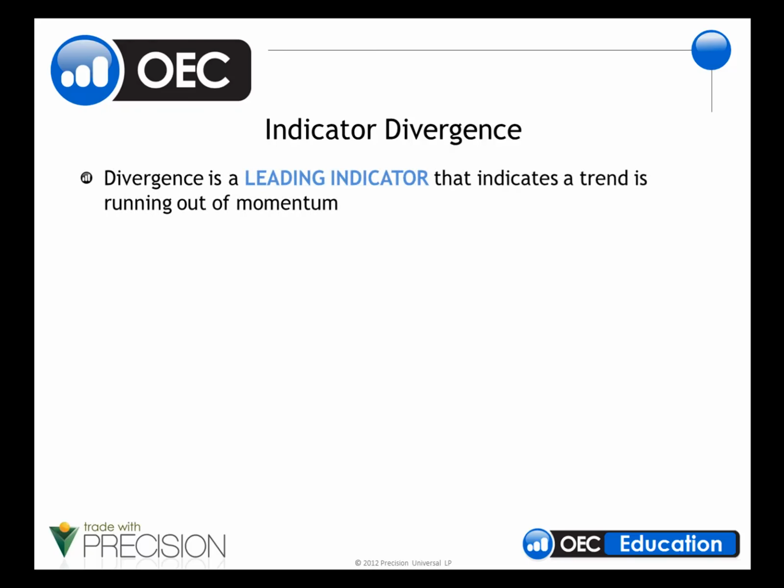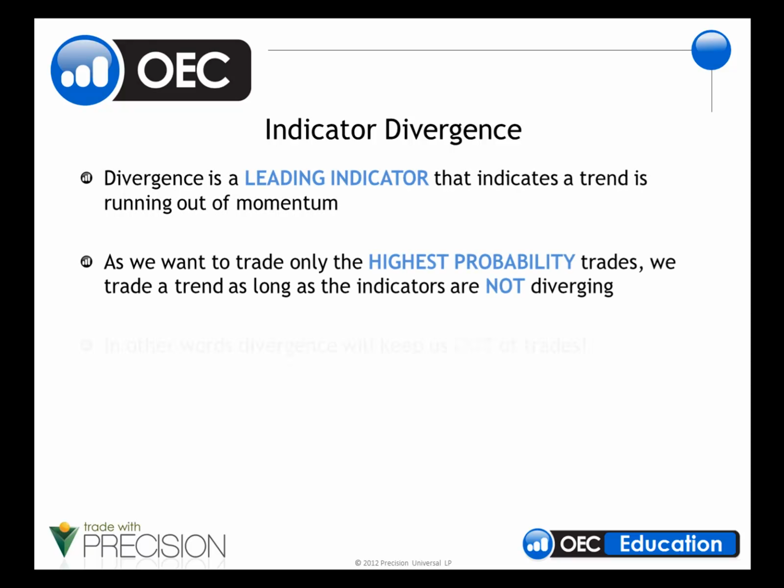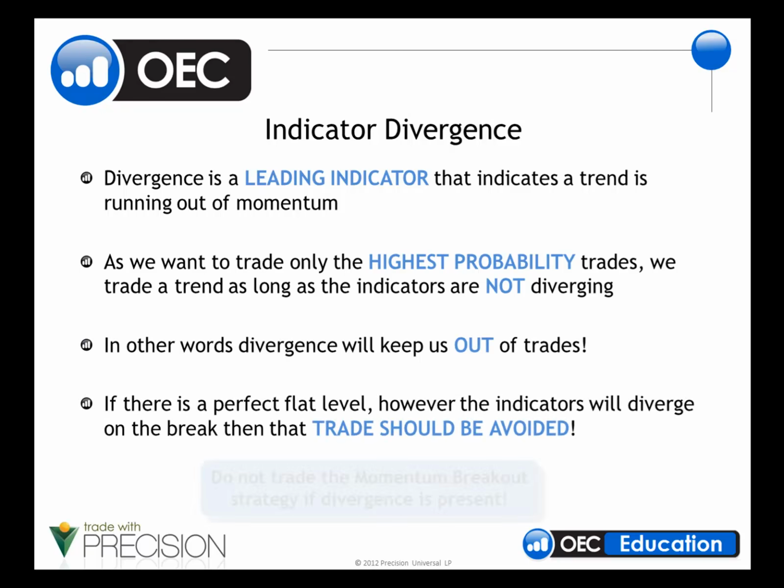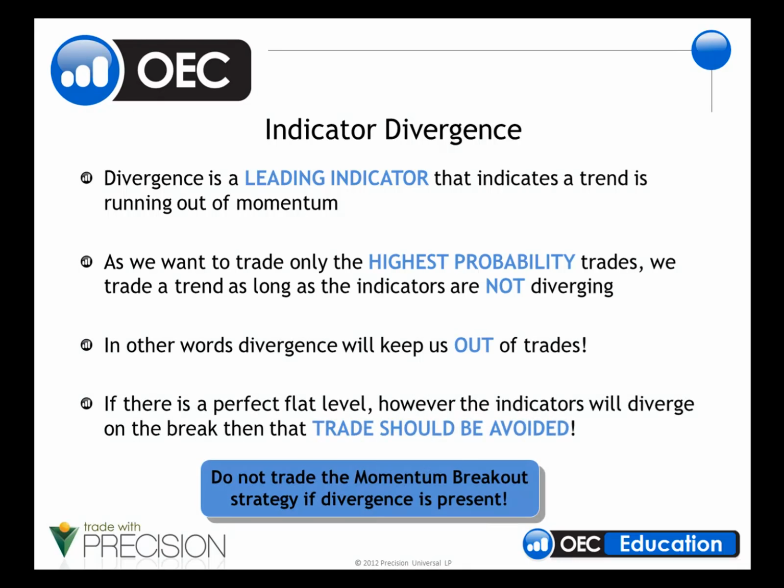When we talk about this indicator divergence, what we're saying is that at this point of divergence, the trend is losing momentum and there is a high probability of a trend change, a pullback, or a reversal, depending on what time frame the divergence sets up on.